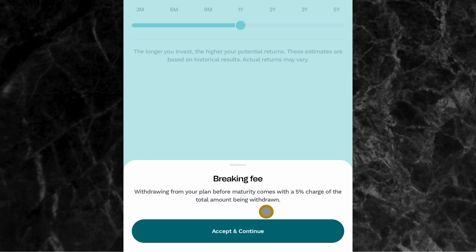So what does that mean? That means that if you want to withdraw your money, for example, you've been getting your interest and you want to withdraw before the end of 1 year, they will remove 5% of whatever amount you want to withdraw. So once you do that, just click on accept and continue.